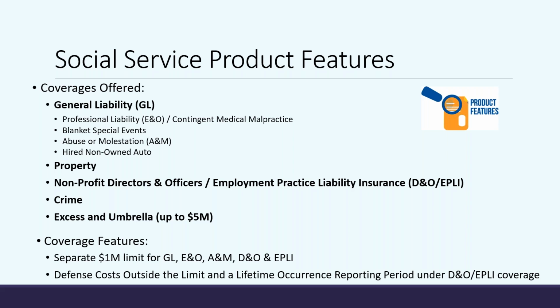We can do the crime and then the excess. So if they are looking for excess limits or higher limits, we are seeing a lot of that in California right now. We can go up to $5 million for that. And again, just the features, as I mentioned, there are separate limits for those different coverage lines, and then some different features of our D&O, really protecting the individuals on the board.